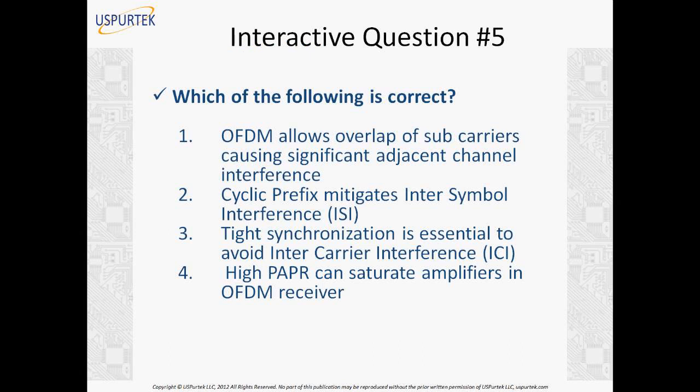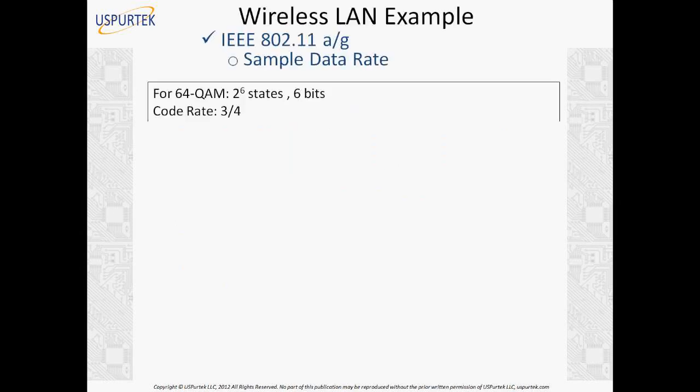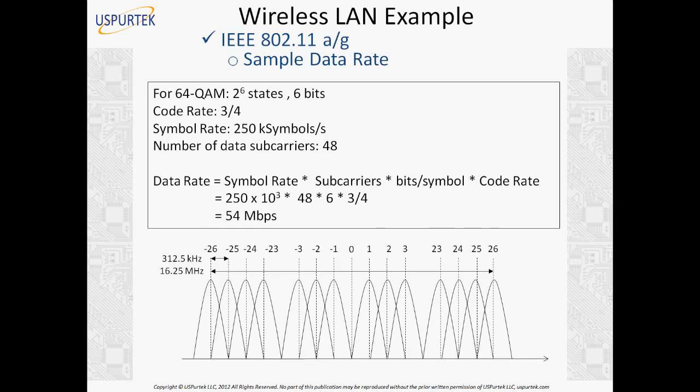This is a calculation of the sample data rate in case of the 802.11 standard. Let's take an example. Let's say we use 64 QAM. That means 2 exponent 6 states, or 6 bits. Code rate we are using is 3/4, and the symbol rate as per the standard is 250k symbols per second. Number of data subcarriers is 48. We just do this multiplication to arrive at the data rate: symbol rate multiplied with the number of subcarriers, multiplied with bits per symbol, and multiplied with code rate.